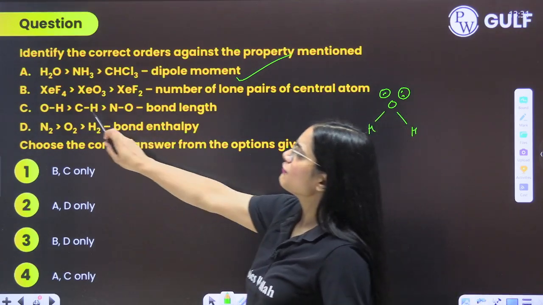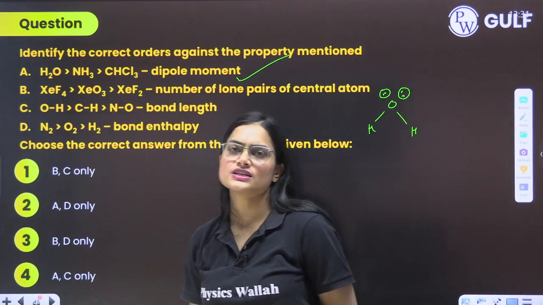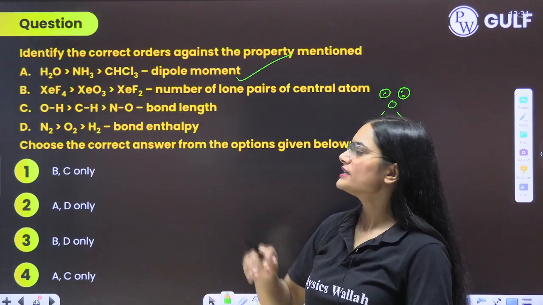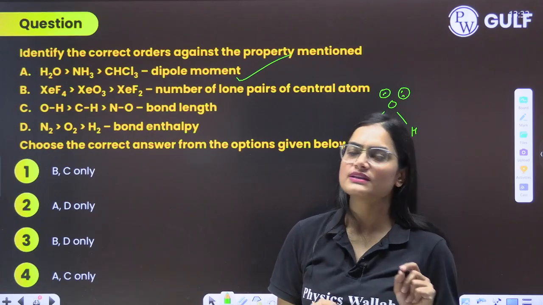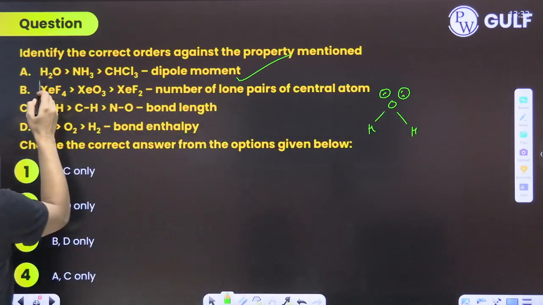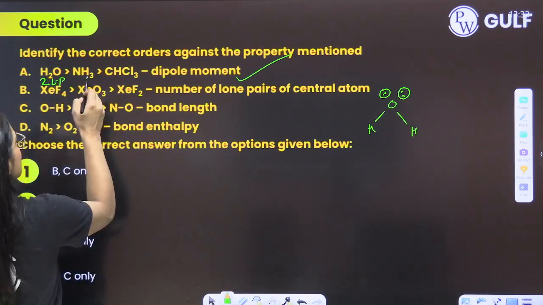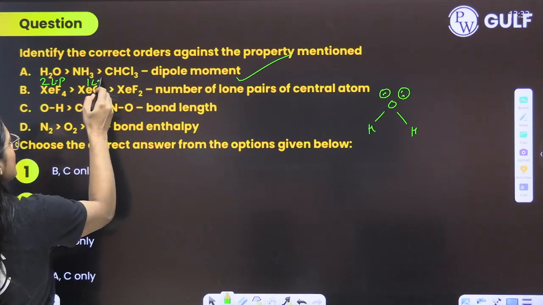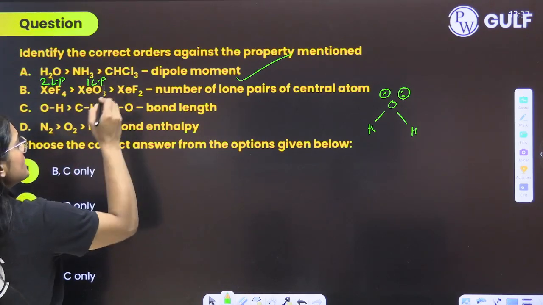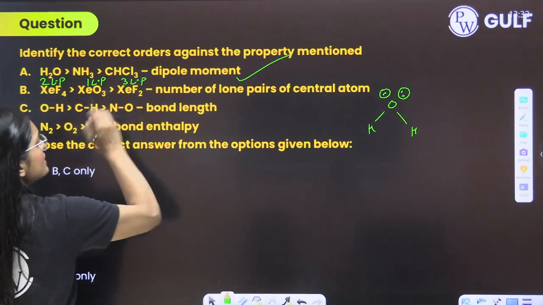XeF4, XeO3, XeF2: number of lone pairs on the central atom. In XeF4, xenon has 8 electrons in its valence shell. Out of 8, with 4 it is making the bond. So how many lone pairs will remain? 2 lone pairs. If I talk about XeO3, there is only 1 lone pair. If I talk about XeF2, there are 3 lone pairs. So this order is not correct.